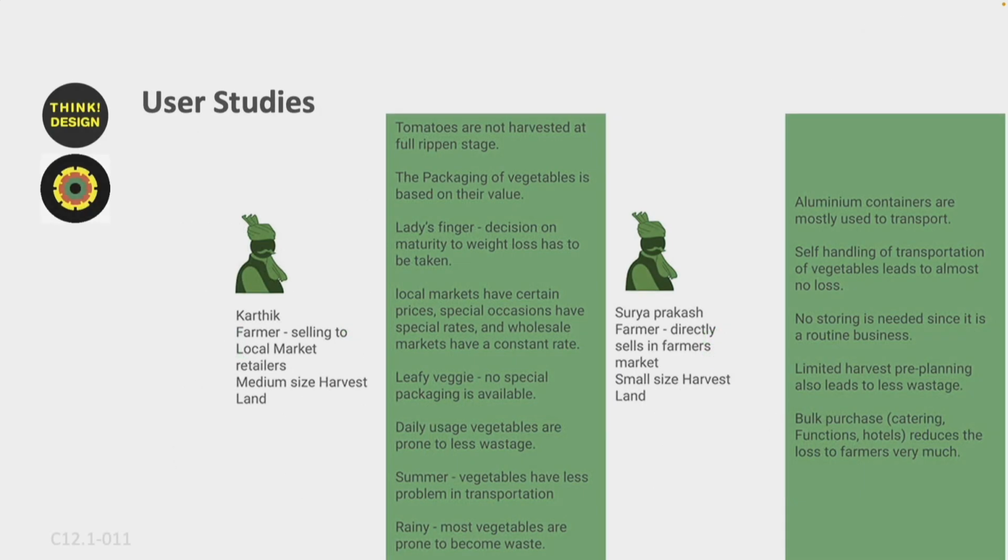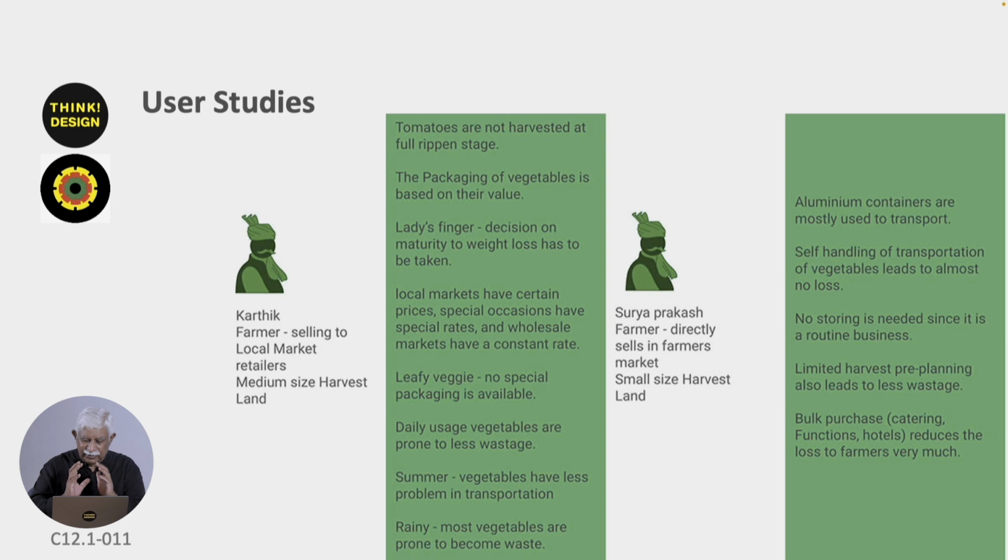You can actually do user studies with each one of them. User studies were done here, for example, with Karthik, who is a farmer who sells to the local market, and he's got a medium size harvest. Then Surya Prakash, again a farmer, who directly sells to the farmers market.